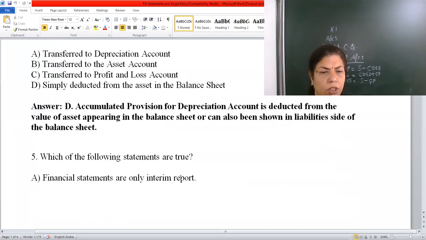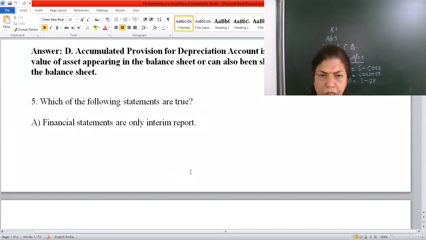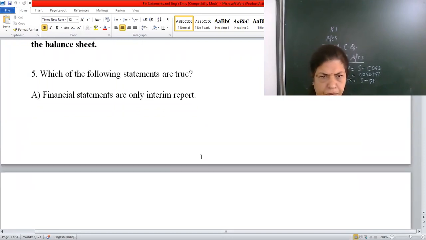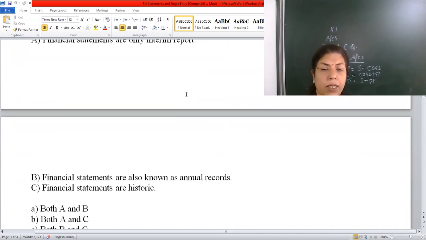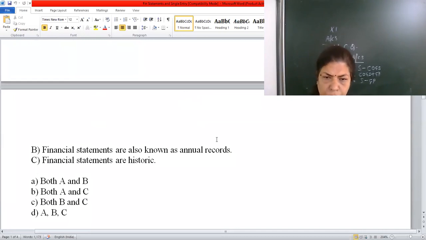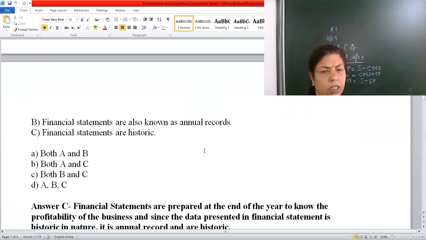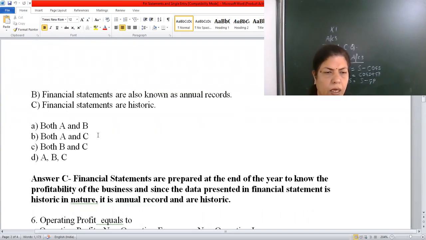Okay. Now, which of the following statements are true? Financial statements are only interim report. Financial statements are also known as annual reports. Financial statements are historic. Answer both B and C.